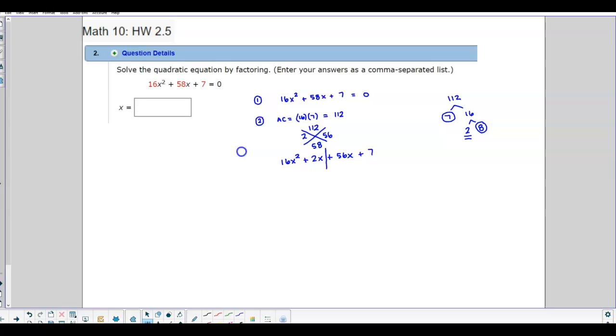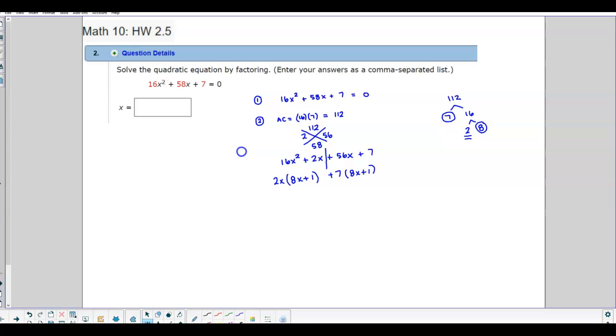We can say, okay, what can we factor out of the first two terms? We can factor out a 2x, and then what's left is 8x plus 1. And so we should get the same thing on this side, 8x plus 1. So what do we need to multiply by 8x to get 56x? Well, that answer is 7. So if we distribute the 7, we would get 56x plus 7.